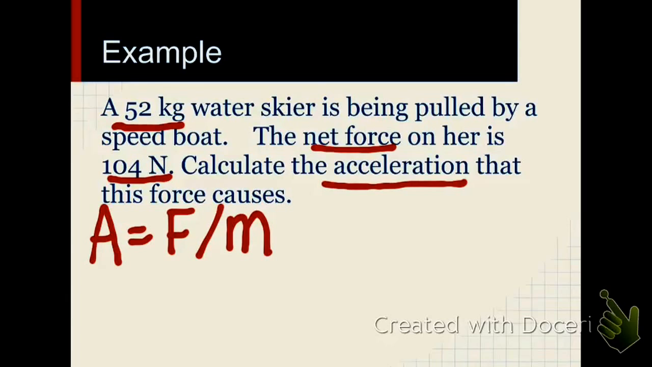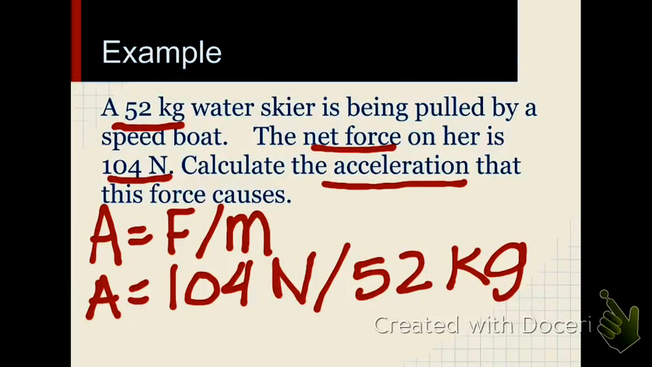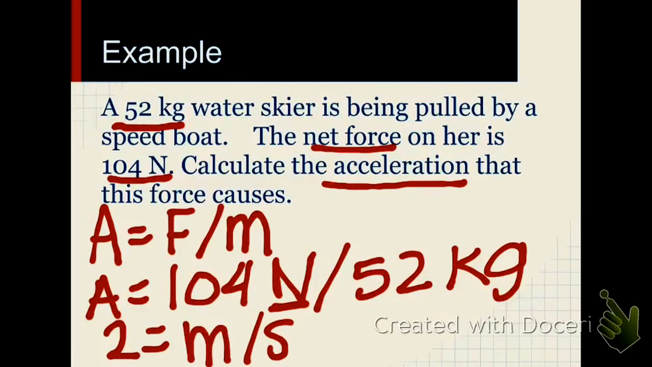So plugging that all in, we have acceleration equals 104 newtons divided by 52 kilograms. And here is where it's important to understand what really goes into a newton. When we look at our units, we understand why acceleration is going to be in meters per second squared. Doing this division problem is pretty simple. We get that acceleration equals 2 meters per second squared. Again, understanding what a newton is equal to allows us to get to that unit.